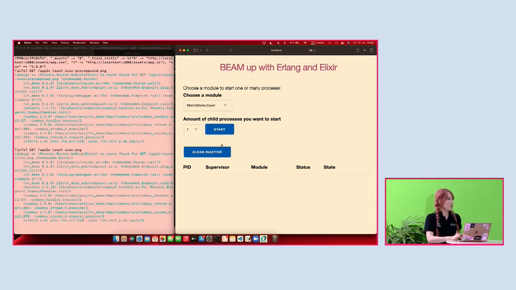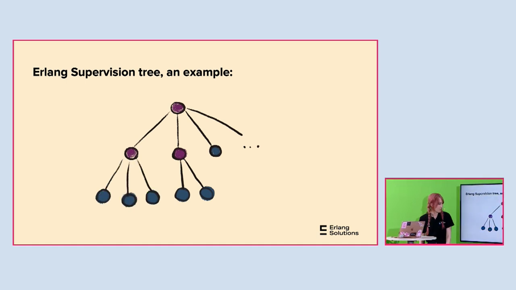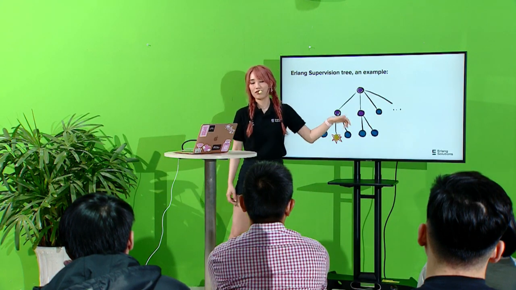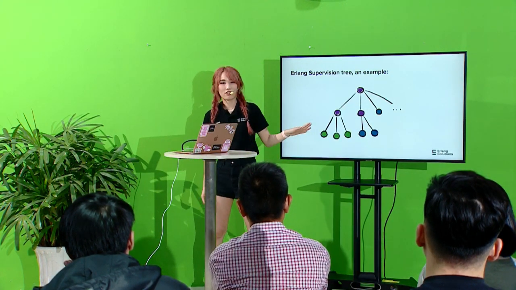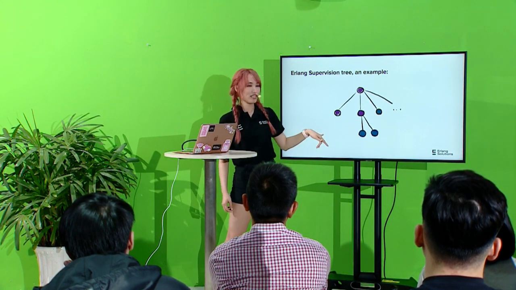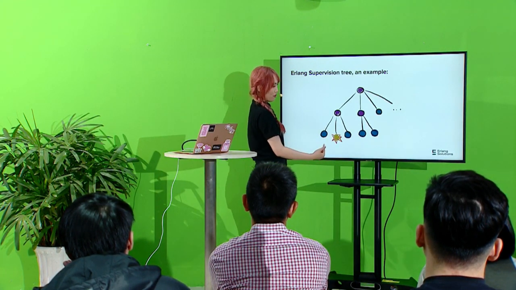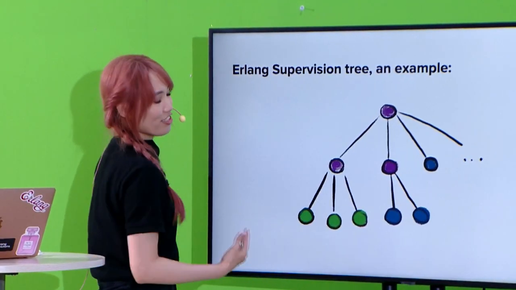With Erlang, there is the concept of supervisors. You can have a supervisor and spawn little processes that the supervisor supervises. If one of the processes dies, the supervisor can restart it. For example, here the purple ones are supervisors and the blue ones are the different workers, different processes running. This is one of the strategies called one for all. If one process dies, the supervisor will restart the processes that it supervises. However, the other processes that it is not supervising keep running.